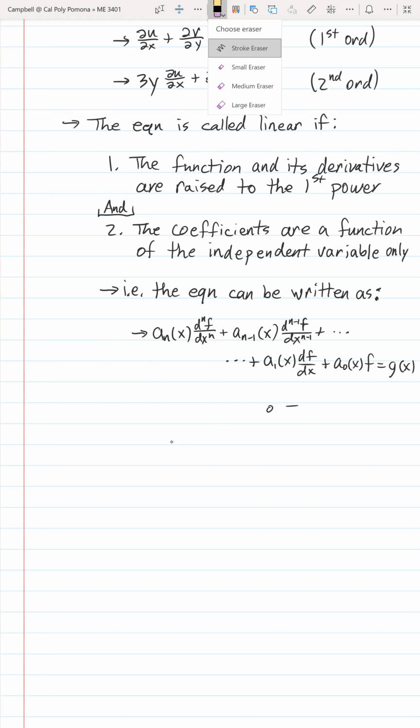For some reason my eraser seems to be broken right now. There we go. I have no idea why that's doing what it's doing, but that's okay. We got it all erased anyway.